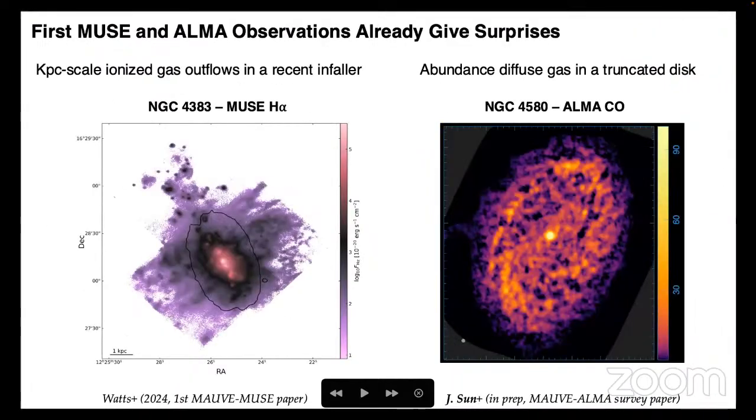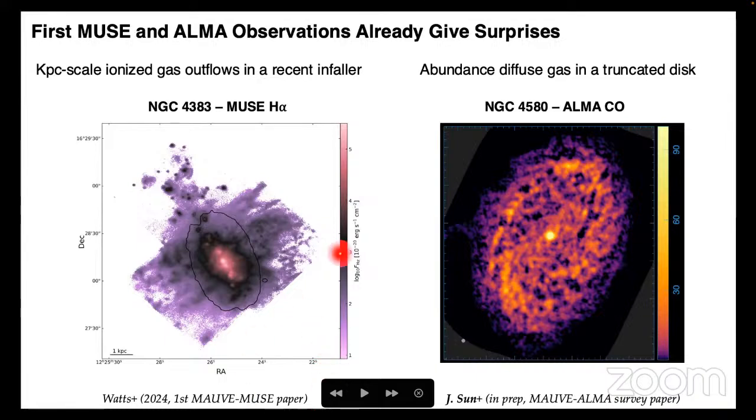We have received our first bits of data over this year, and they're already revealing some surprises. For example, on the left, you are seeing an H-alpha image from MUSE. You are seeing kpc-scale ionized gas outflows driven by a starburst in the galaxy. This is a recent infaller. So usually when people talk about cluster galaxies, they think about the environment doing a lot of things to the galaxy. But this is saying that the galaxy itself may have this sort of outflow that can substantially impact the baryon cycle and the gas budget.